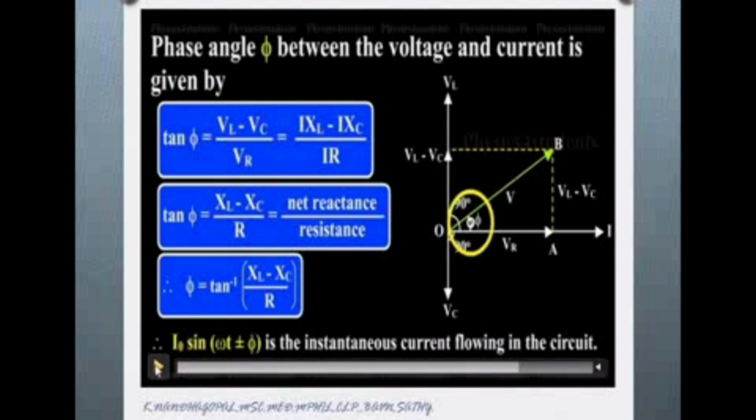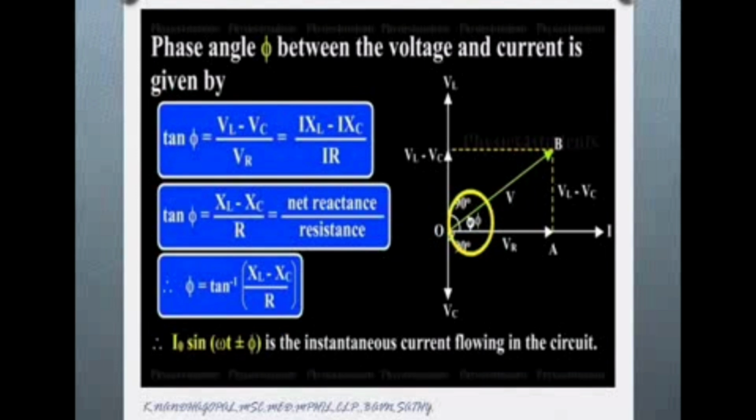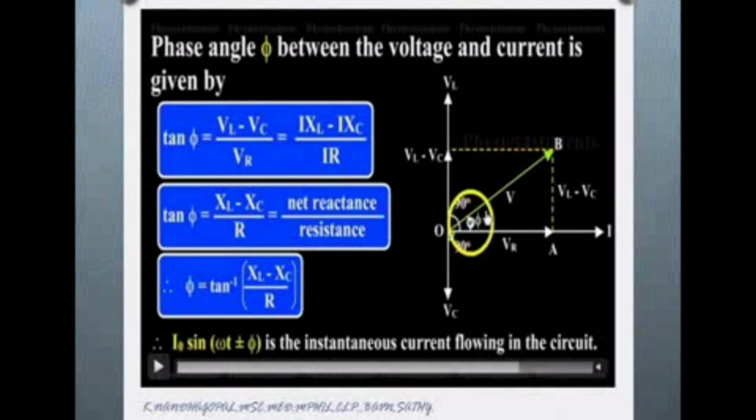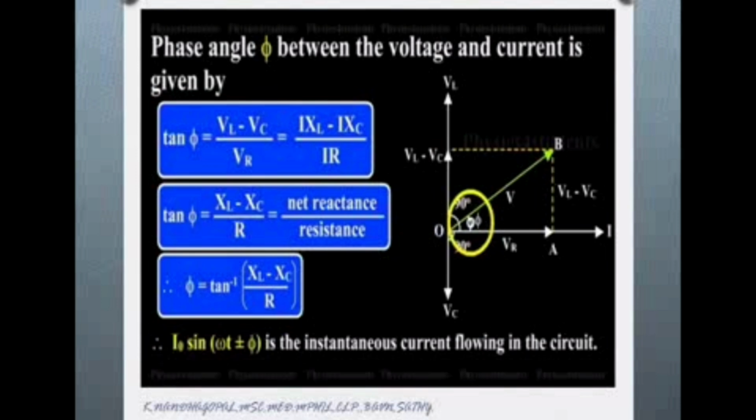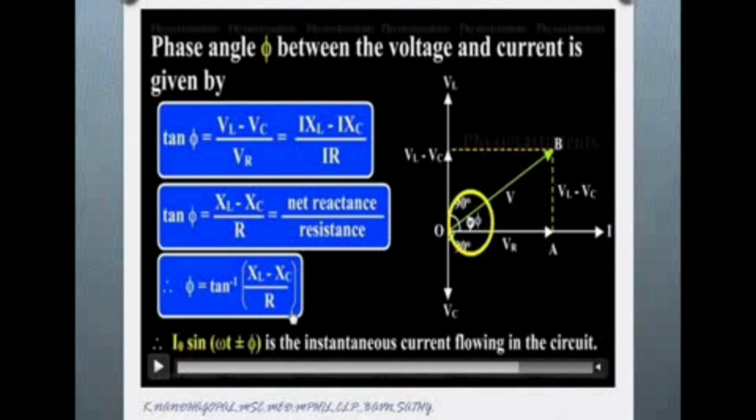Next thing, the phase angle phi between the voltage and current is given by tan phi. We are taking this angle as phi. So tan phi equal to opposite side by adjacent side, so VL minus VC divided by VR. We know VL equal to I into XL, VC equal to I into XC, and VR equal to IR. So I is common and cancels in numerator and denominator. So tan phi equal to XL minus XC by R, that is net reactance divided by resistance. Or you can write phi equal to tan inverse of XL minus XC by R.